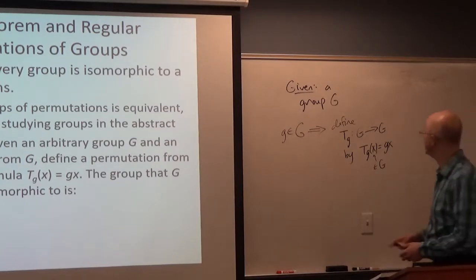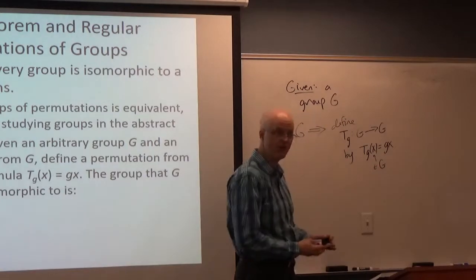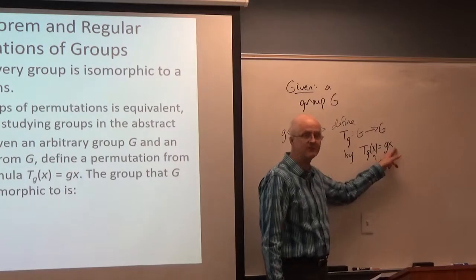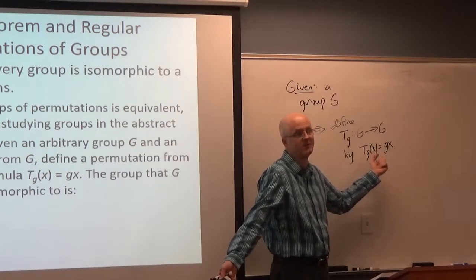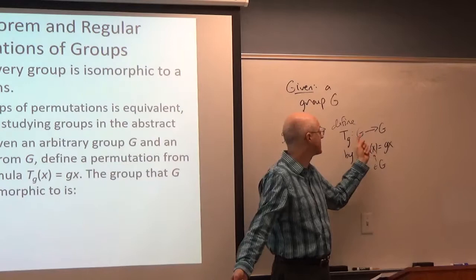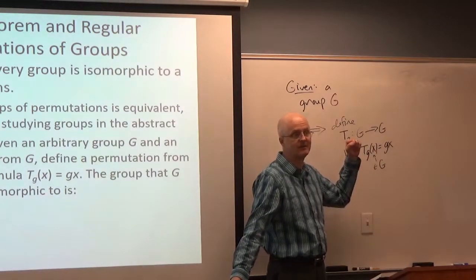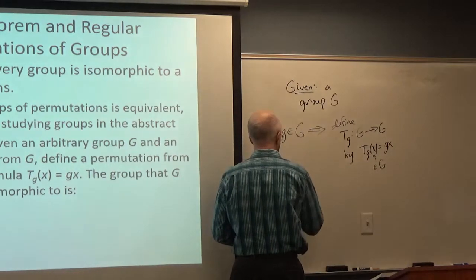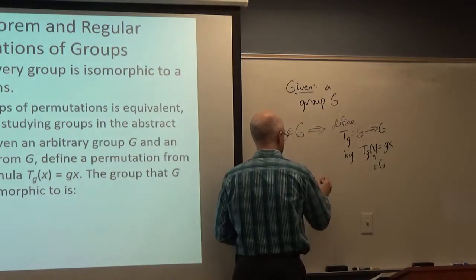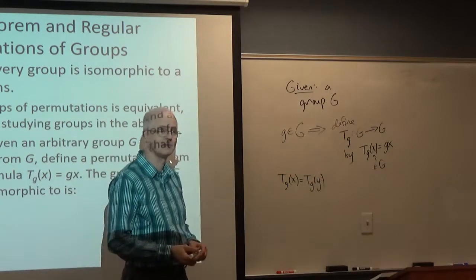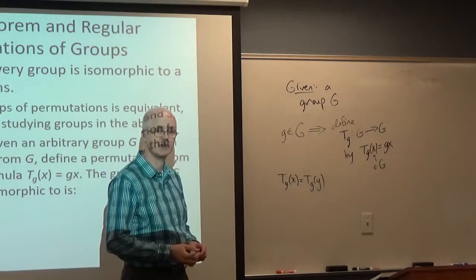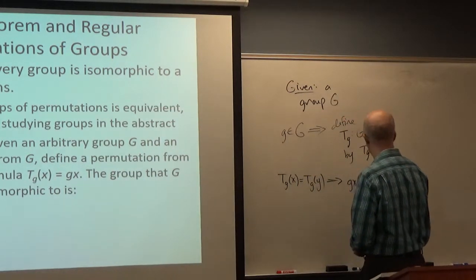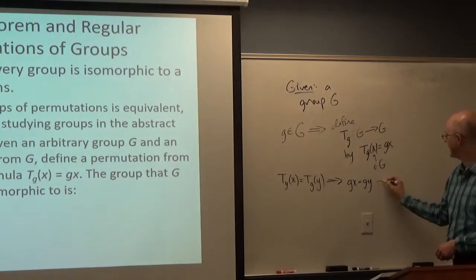Is it a permutation of G? It does certainly map G to itself by closure, right? Give me any element of capital G I could plug into this function. Little g times that element of capital G is still going to be in capital G. So it is certainly a function from G to itself. Is it one-to-one and onto? If T sub g of x equals T sub g of y, by the formula for T sub g, that would imply gx equals gy. And then I can conclude x equals y.